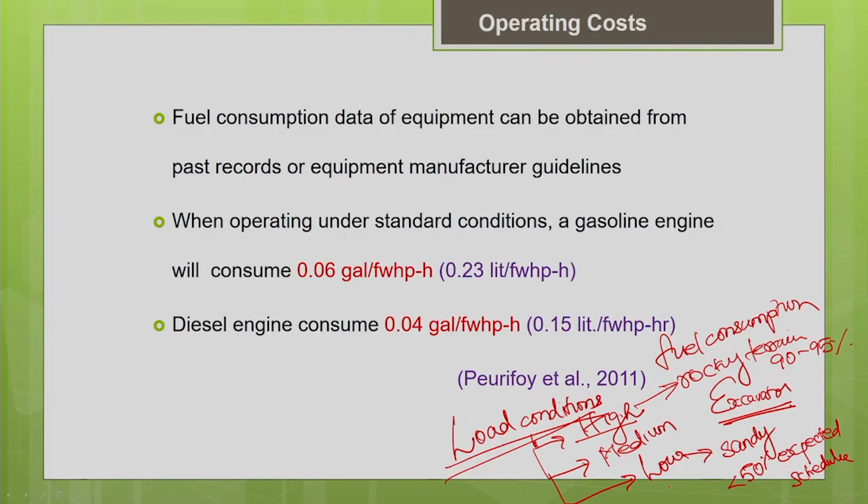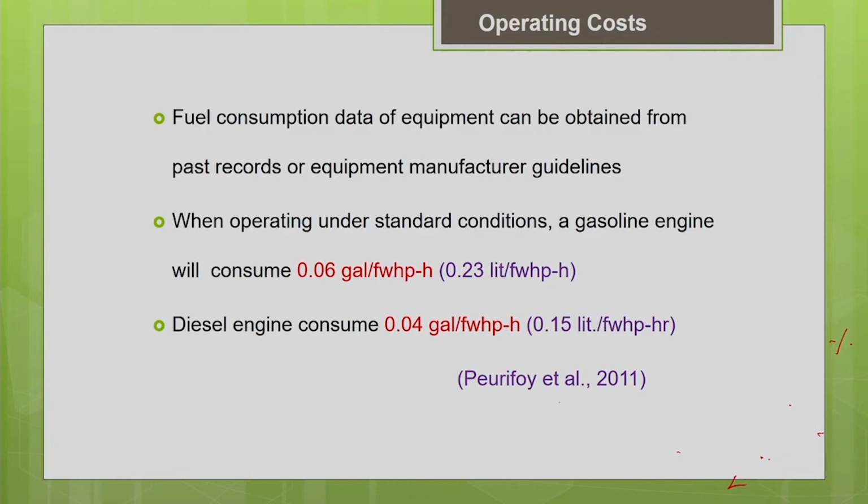So the definitions of the conditions are also given, and for different operating conditions and different models, you can take the fuel consumption value directly from the tables. Like this, different equipment manufacturers have published their own handbooks, and in those handbooks you can directly get the fuel consumption value for that particular equipment model.